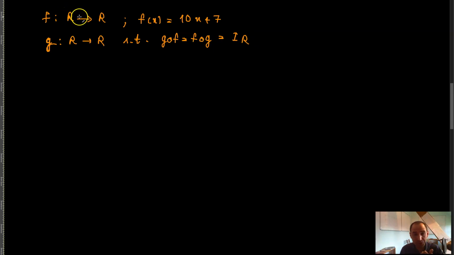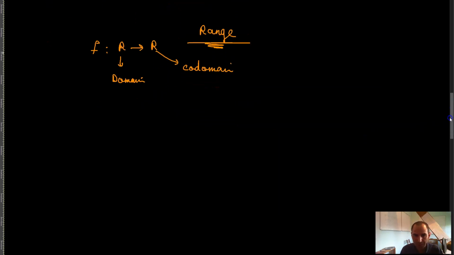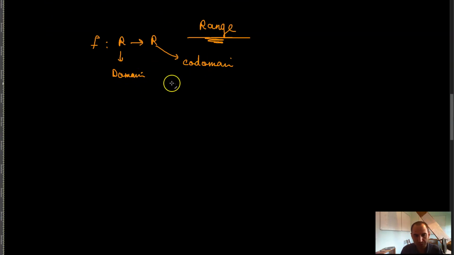Now what's important here to understand is that when you write f is a function from R to R, this is the domain of your function, and this is the codomain of your function. Now, there is something else called the range of the function, and that is absolutely important here. Now, the domain, the range, and the codomain are as follows.